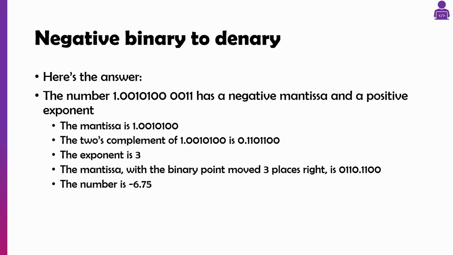So hopefully you did that. So the mantissa was 0.110, which is 2 plus 4, which is 6, and then we've got 0.5 and 0.25, so it's 6.75, but obviously we have to choose complement, which means it's minus 6.75.